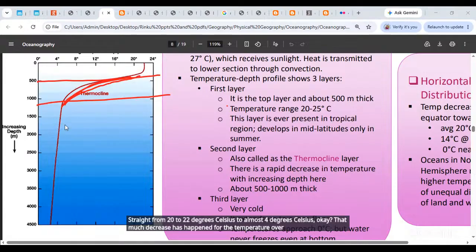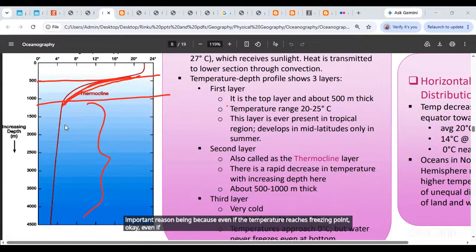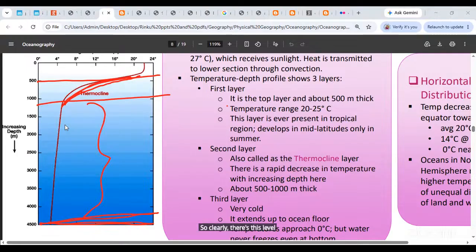And this is the last layer. This third layer is very cold and extends up to the ocean floor. But even if you go right down to the ocean floor, the water never freezes there. One very important reason is that even if the temperature reaches freezing point and ice is formed, will the ice remain there? No. Ice has a lesser density than water, so it will obviously float upwards. So clearly, the level at the bottom is never frozen. Please remember that.